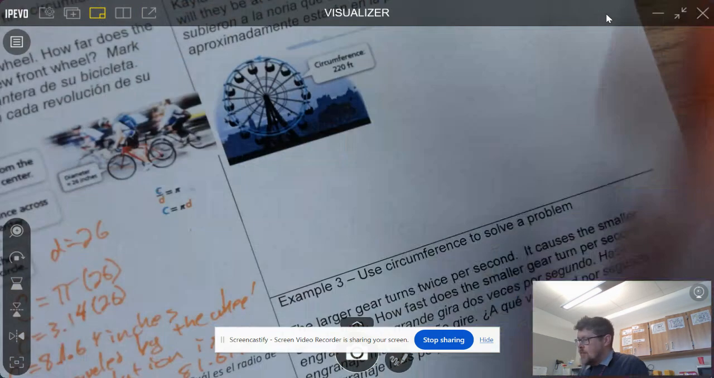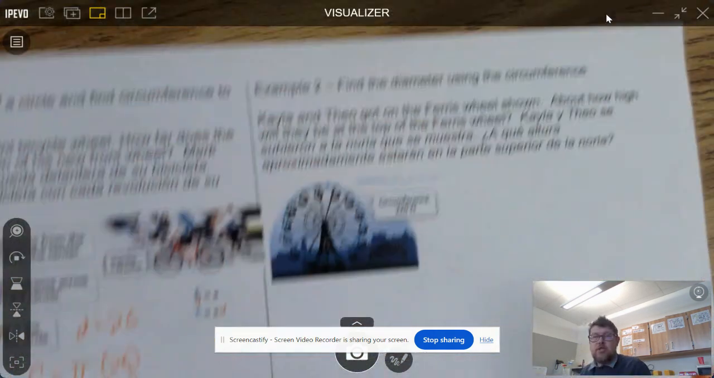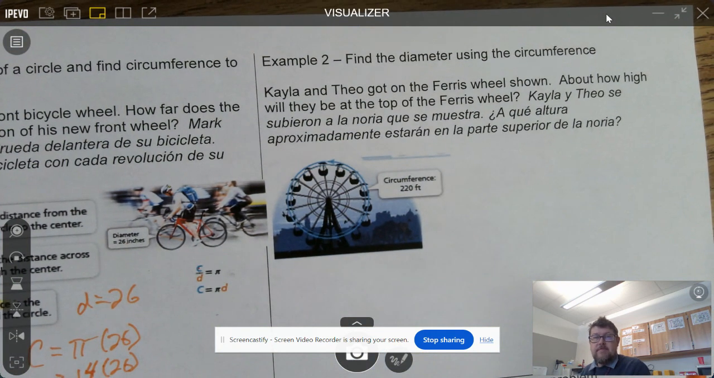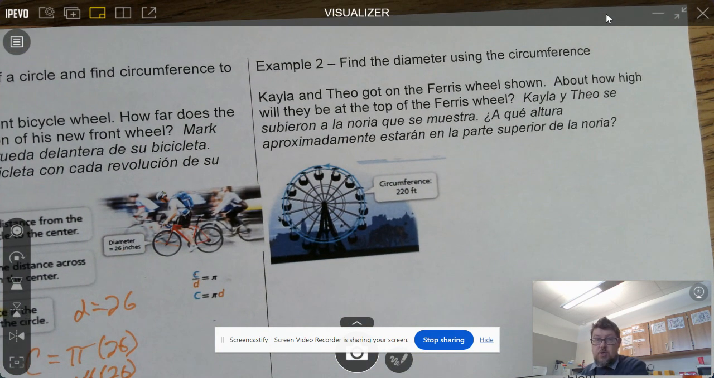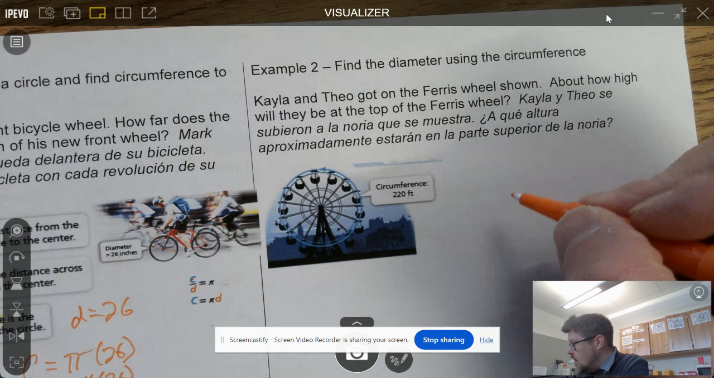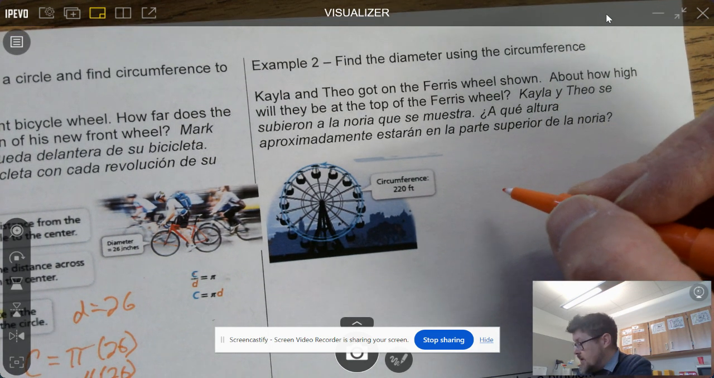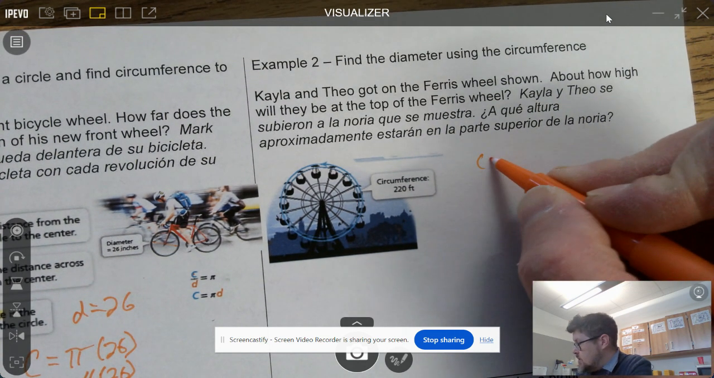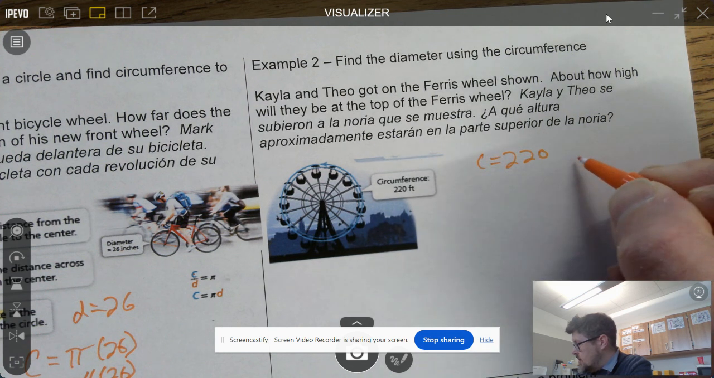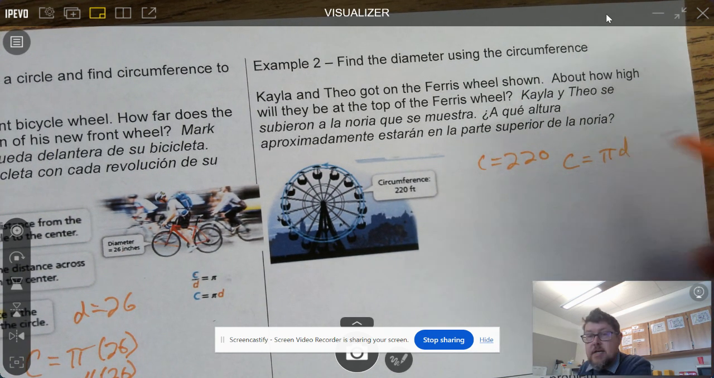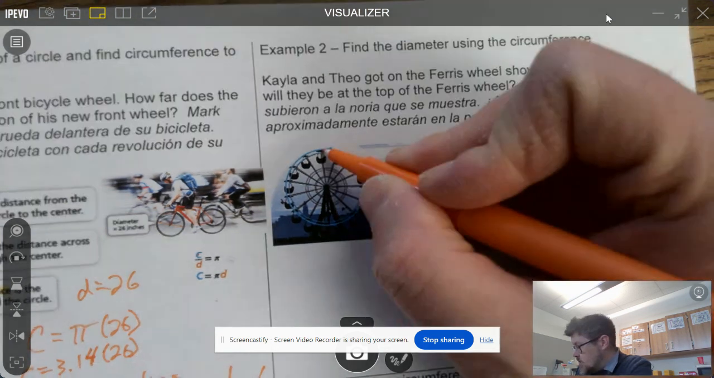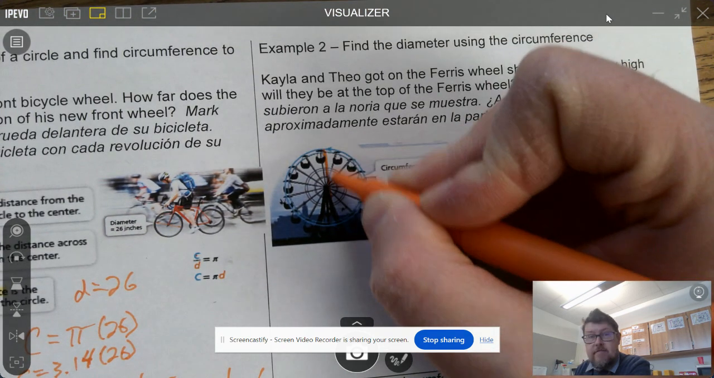Okay. Kayla and Theo got on the Ferris wheel shown. About how high will they be at the top of the Ferris wheel? The circumference is 220 feet. Again, we're going to use that same formula, right? So circumference is 220 feet, and the formula we're going to use is circumference equals pi times the diameter. The diameter is basically what we're looking for because it's the height of that Ferris wheel, right?